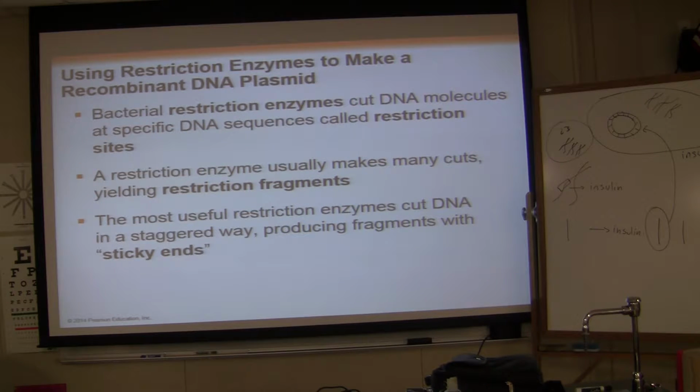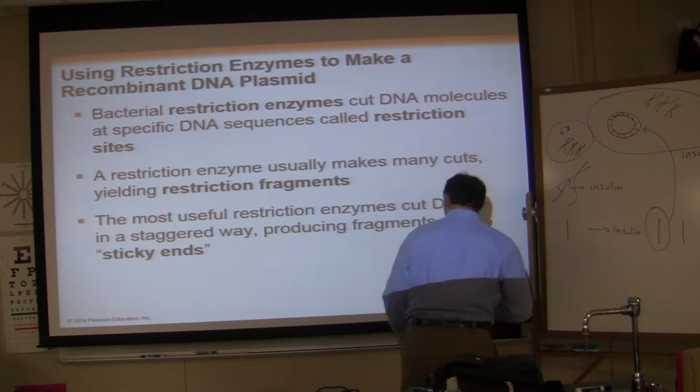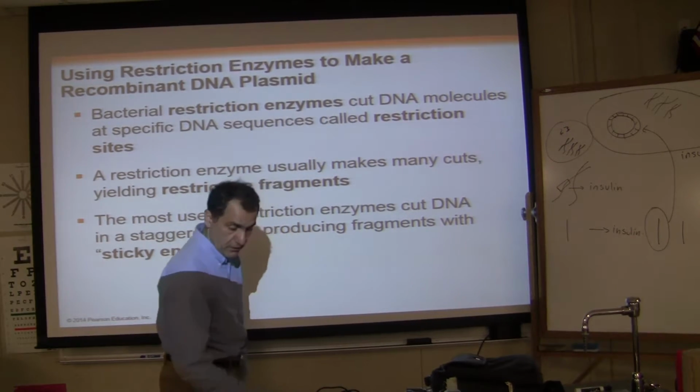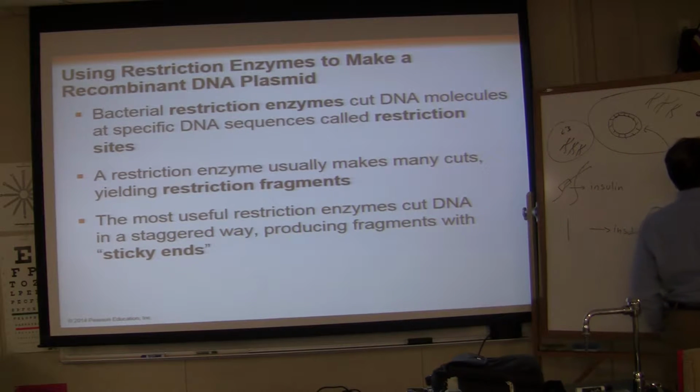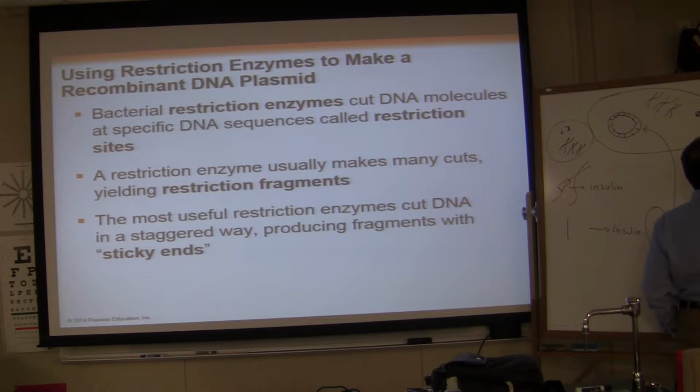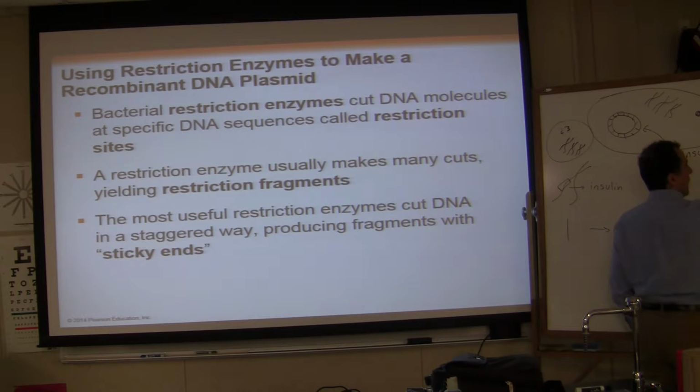Okay, so we do use restriction enzymes today. Bacterial restriction enzymes cut DNA molecule at specific DNA sequences called restriction sites. So bacteria have an enzyme which is called restriction enzymes. Right here, they have an enzyme inside of themselves. It's called restriction enzymes. And then those restriction enzymes usually are called, look like this. If you read scientific papers, they call it BYC1, something like that. You see the acronym for it. And then that would be a restriction enzymes.